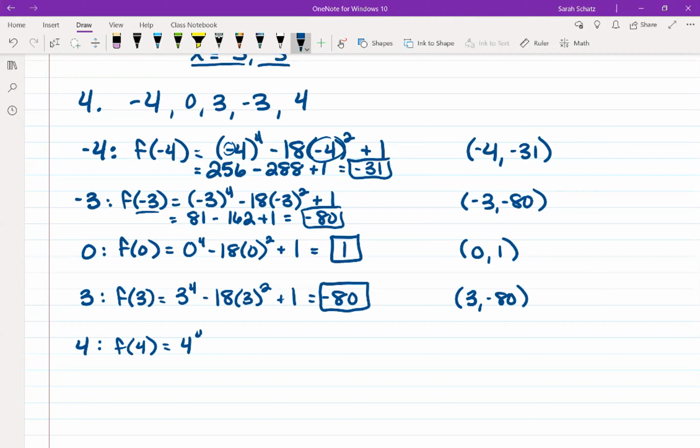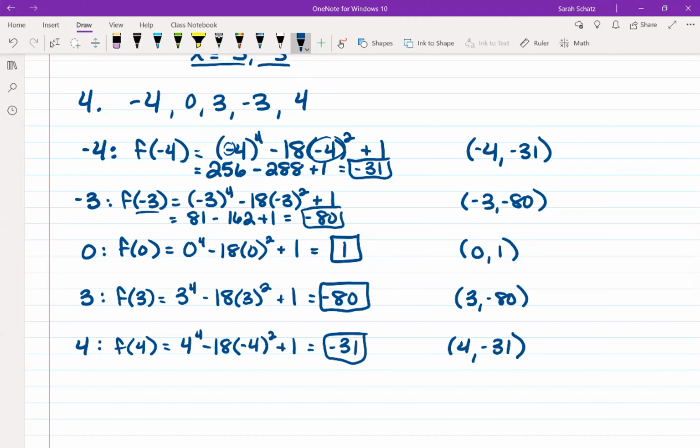Last one, putting a +4 in for all of these. You guys, I think I'm going to get the exact same thing I got when I put a -4 in, which is true. You're going to get -31 again. So that is a point where x equals 4, and again, y equals -31.